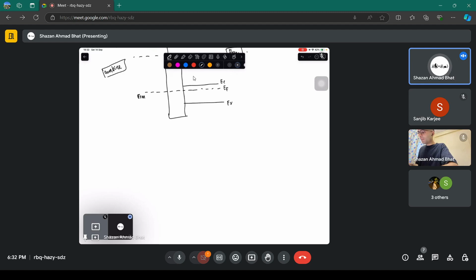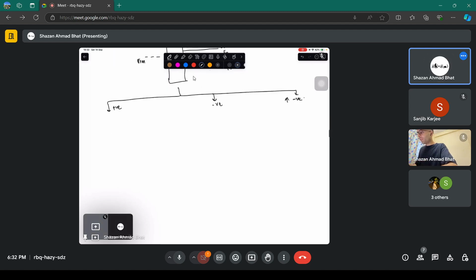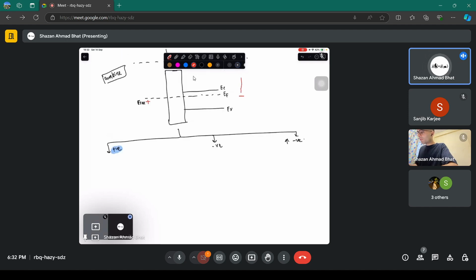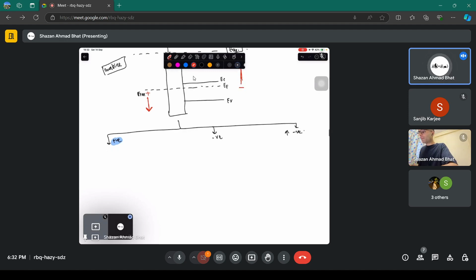How do you play with the system? You apply biases. You apply the positive bias, you apply the negative bias, you increase the negative bias, and you see what happens in the system. First, what happens when you apply a positive bias? When you apply a positive bias here and negative bias here, negative is going to raise the electrostatic potential energy on this side for the electrons, and positive is going to lower the electrostatic energy of the electrons on this side. So accordingly, the bands will bend.